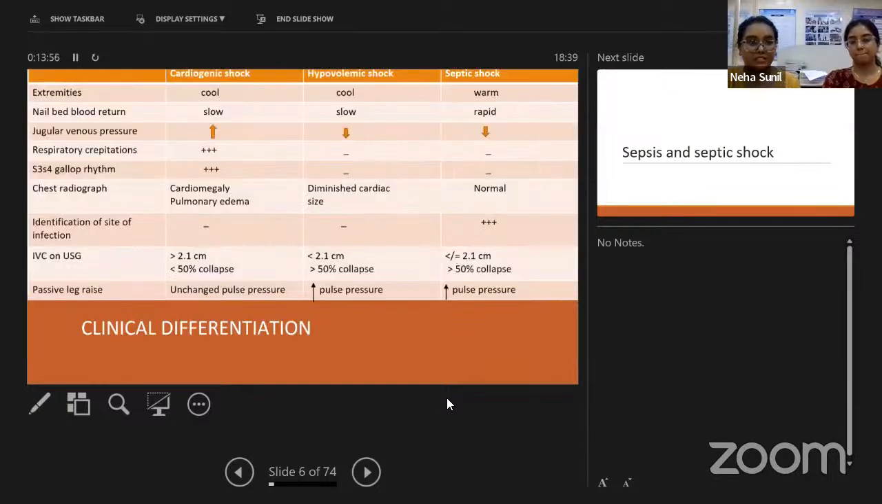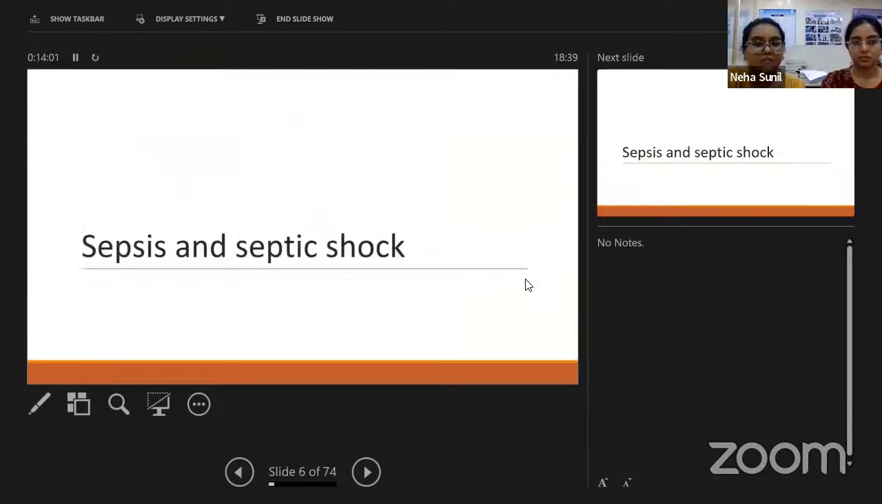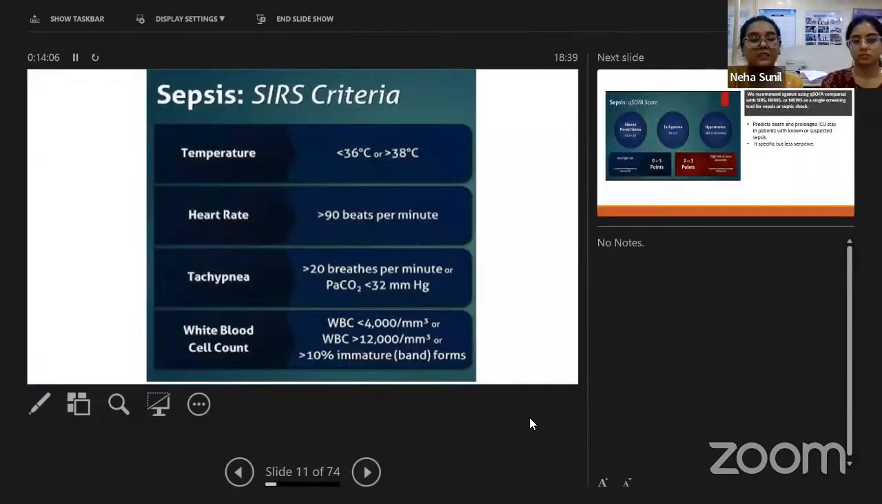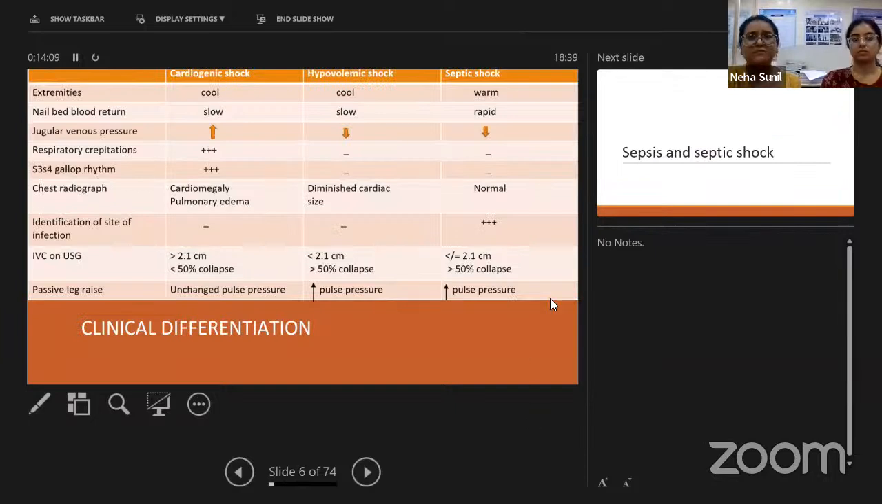Now, coming to the clinical differences, the extremities in distributive shock will be warm because there is global vasodilation, whereas in cardiogenic shock, obstructive shock and hypovolemic shock, they are cold because of peripheral vasoconstriction that is present. The jugular venous pressure is high in cardiogenic shock and it's less in hypovolemic and distributive types of shock.